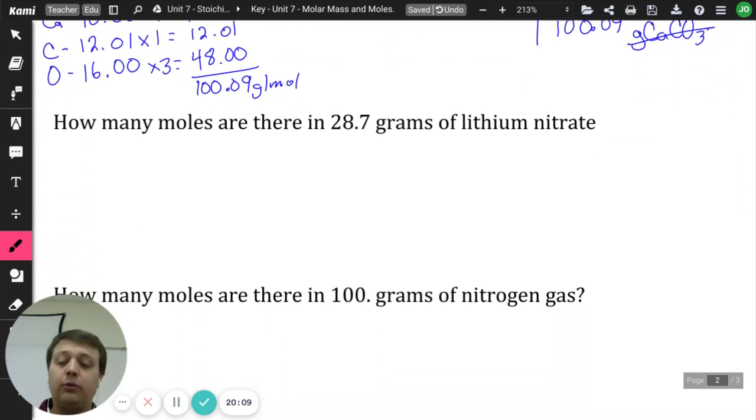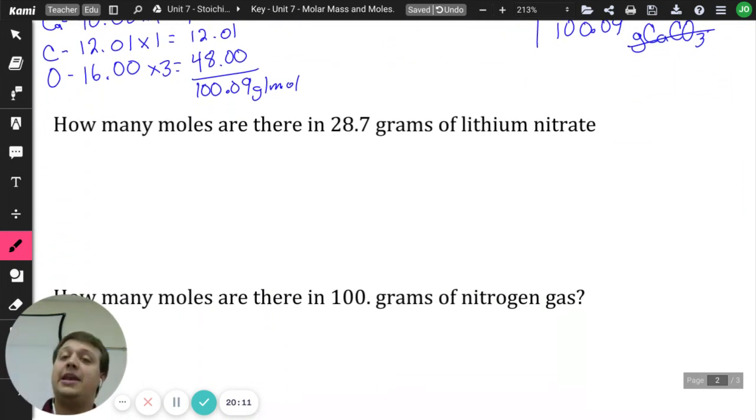Okay, so I actually want y'all to solve this next problem, where it says how many moles are there in 28.7 grams of lithium nitrate. So don't forget, the first thing you should do is write your formula. Then if you've got mass, you need to write your molar mass. And then after that, you can solve. Okay, so pause your video, solve the problem, and we'll go over it.